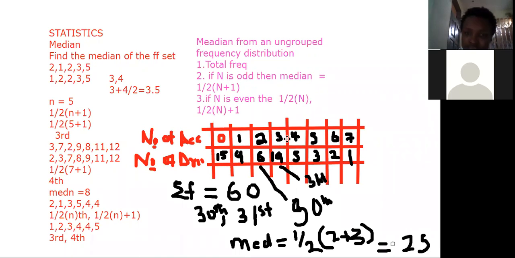So when we are given this, and if it was to be odd, you just find the total frequency, then you divide by 2. For instance, if it was 29 or any of the distance, you just add 1 to it, and then you divide by 2. So if it was 29, you add 1, that will give us 30, divide by 2, that will give us 15.